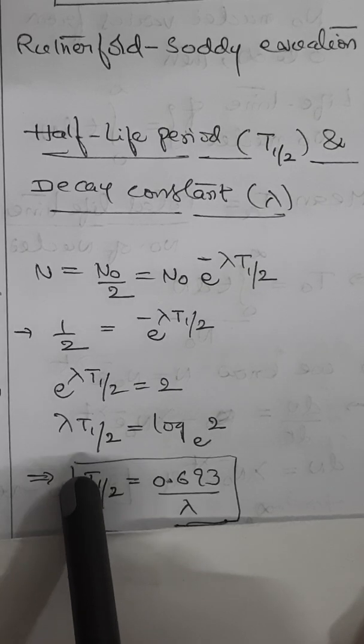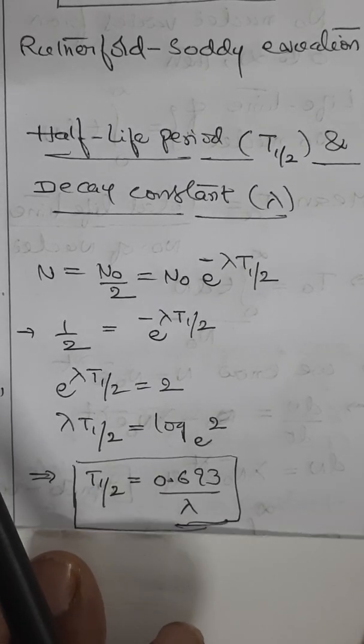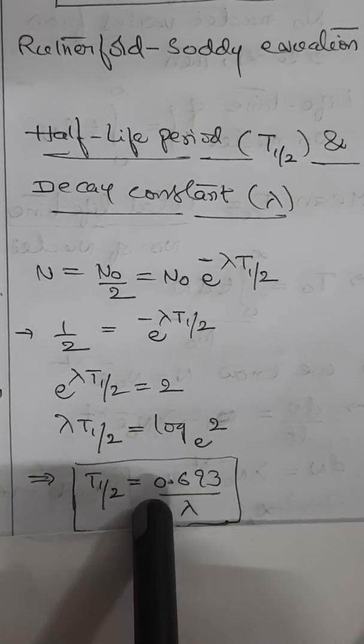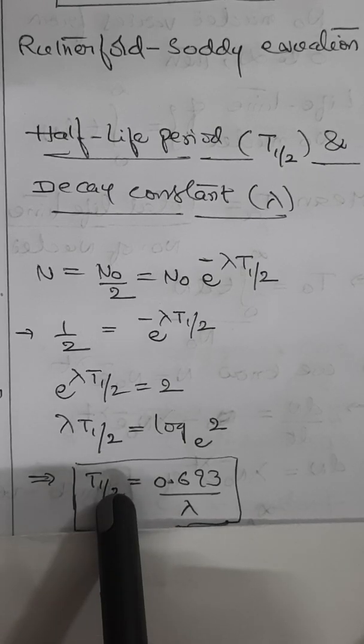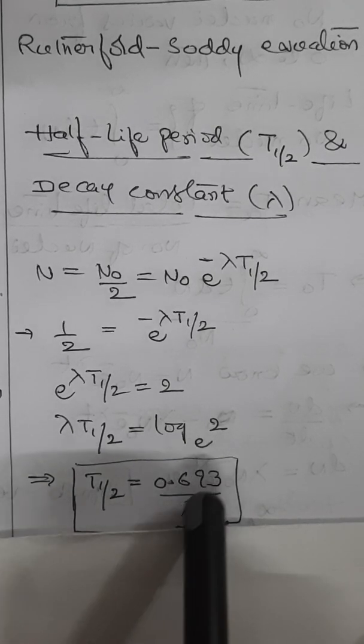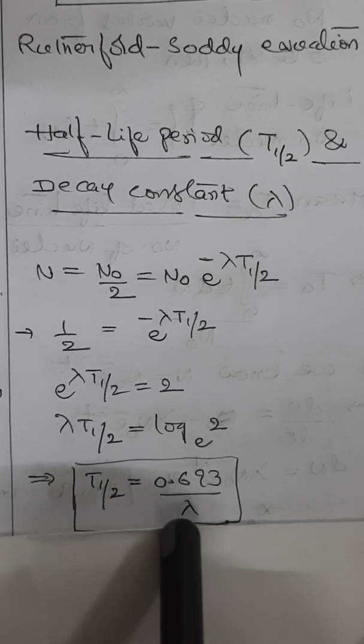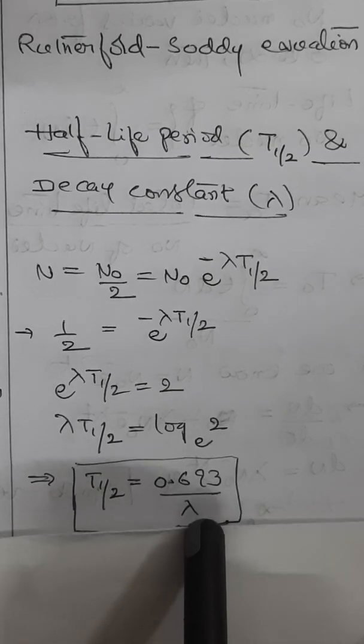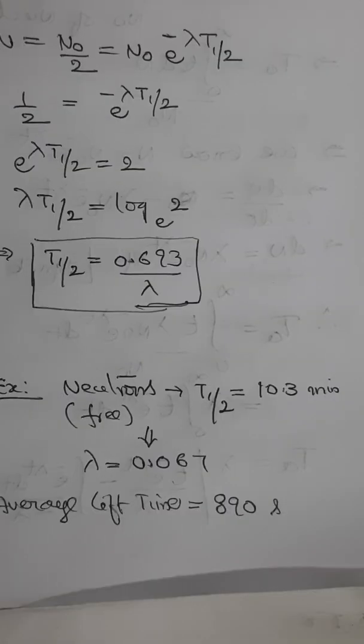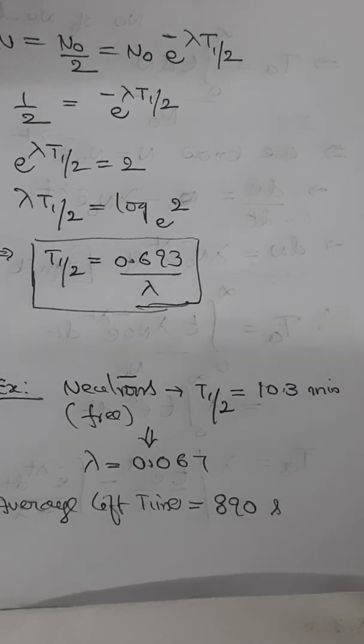So, the half-life period can be found using the equation t half, or half-life time, equal to 0.693 by lambda. Here, lambda is nothing but the decay constant. It is also known as the disintegration constant. So, this is how we can arrive at the half-life period.